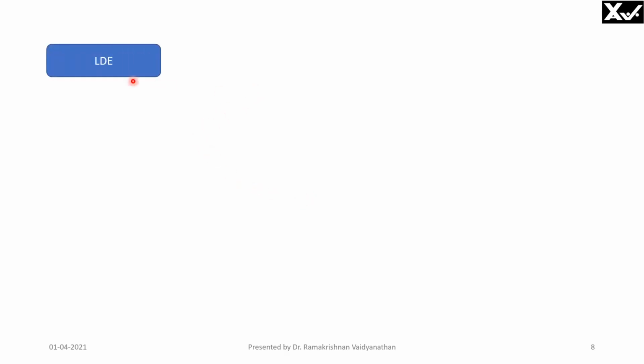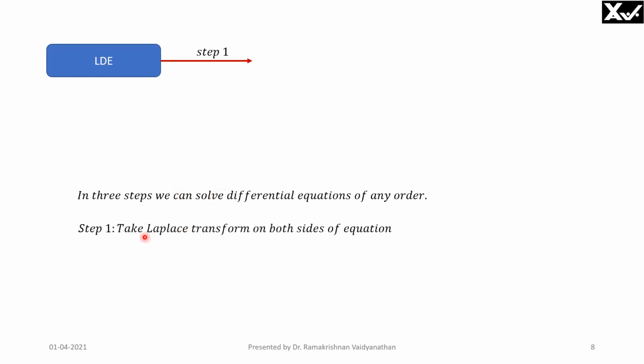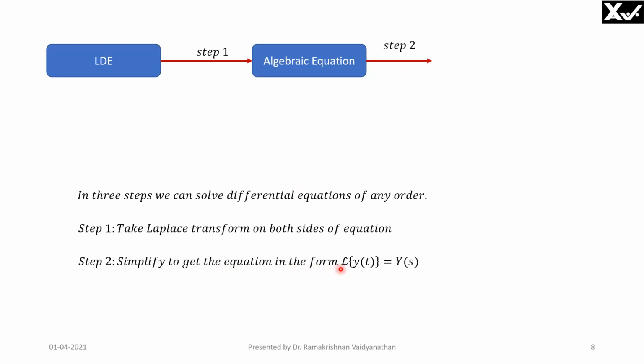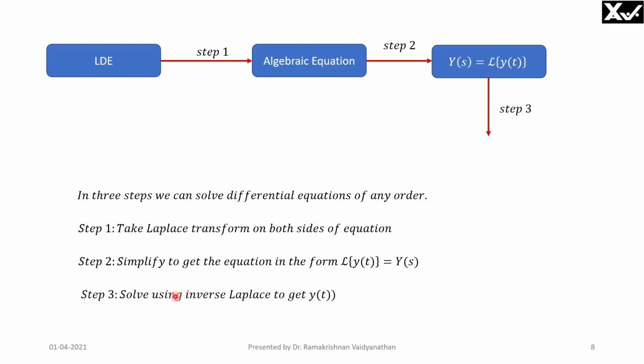We will see how to solve the linear differential equation. There are 3 steps. Step 1 is take Laplace transformation on both sides of the equation. Step 2 is simplify to get the equation in the form of Laplace transformation of the basic function in terms of its variable s, and then solve it using inverse Laplace, because Laplace transformation of basic functions we know will be given in the form of a table. We can use that and convert this back. The inverse of this is y of t.